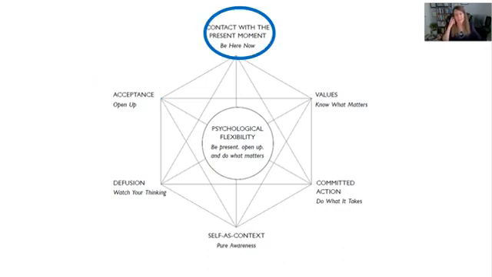The next part of the hexaflex is contact with the present moment, or be here now. This is the one I like to think of as related to mindfulness, which one of my favorite authors, Jon Kabat-Zinn, defines as non-judgmental awareness of the present moment. It's about noticing. The opposite of contact with the present moment would be having the past or the future dominate, and you're always thinking about one or the other instead of just being here now.